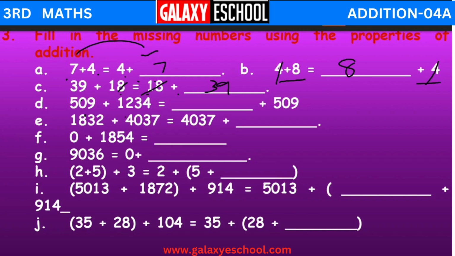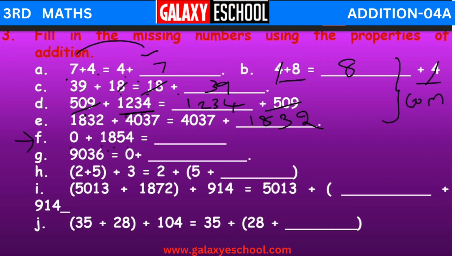Now 509 plus 1234 is equal to dash plus 509. We are already having 509 here. 1234 is missing. So we wrote it down. Again here the answer becomes 1832. Now this question number F, 0 plus dash equals 1854. All these questions were from the commutative property.